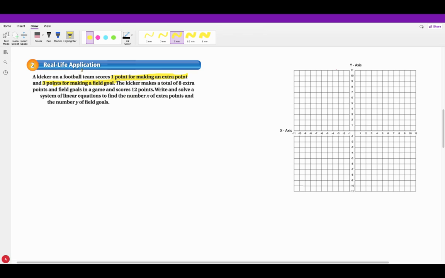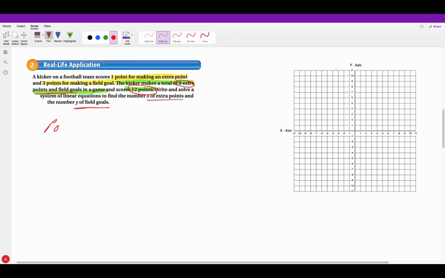Right? So now it says the kicker makes a total of 8 extra points and field goals in a game. So I'm going to highlight that in a different color. And they score 12 points. So let's finish the question. It says, write and solve a system of linear equations to find a number of x extra points and y field goals. So it tells us that x is going to represent our extra points and y is going to represent the number of field goals. So you see, the information they gave us, they tell us how many points he scored, and then they tell us how many kicks he made. So he made a combination of 8 extra points and field goals, and he scored 12 points.